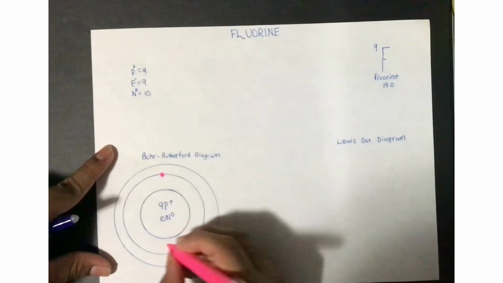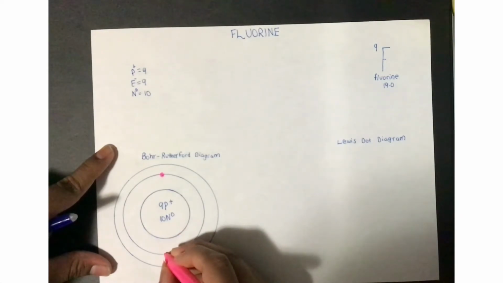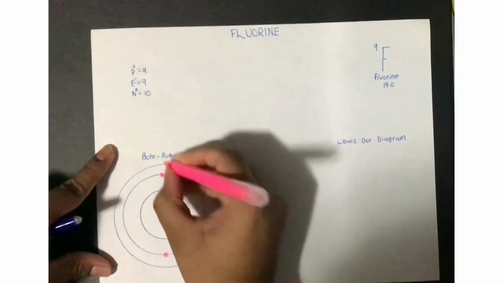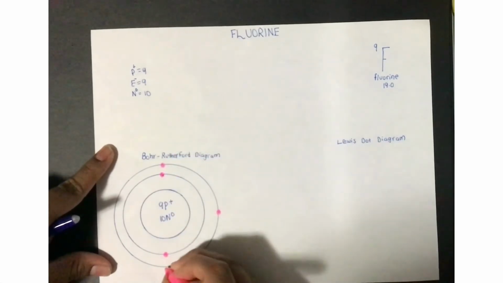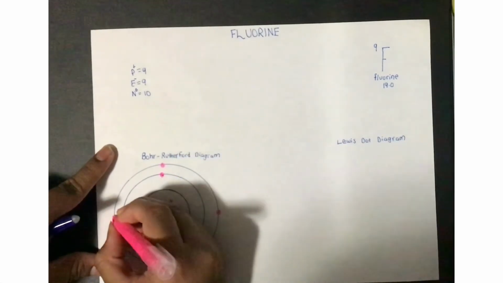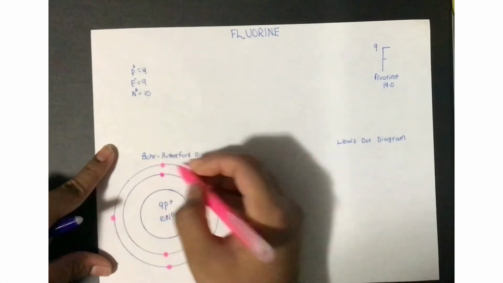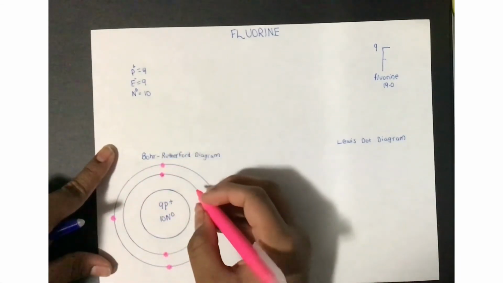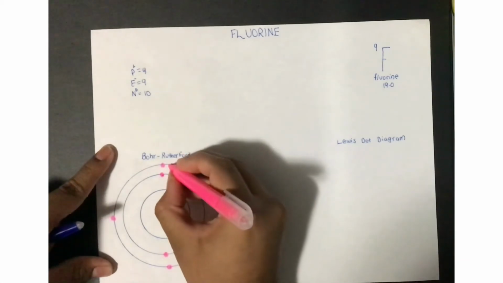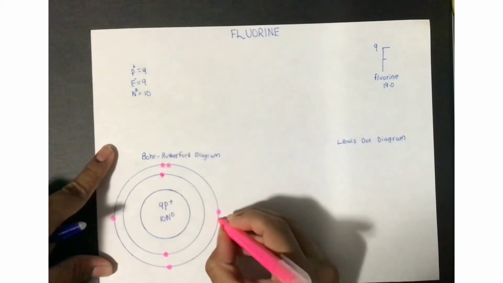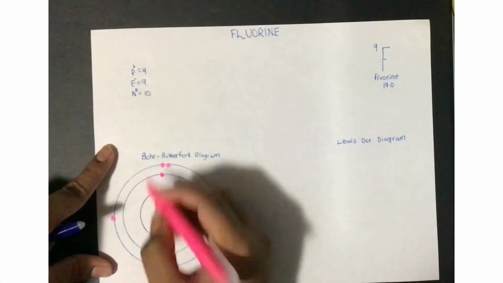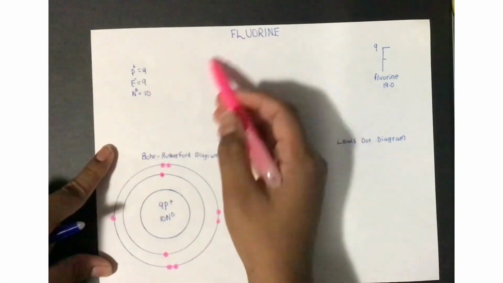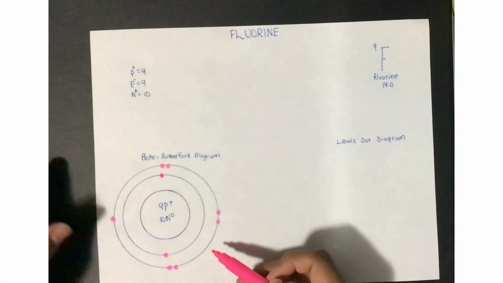So 1, 2, 3, 4, 5, 6. So now we have single electrons. We can now pair them. So we have 6 so far. 7, 8, 9. So there's only 9 because there's only 9 electrons for fluorine. So this is how your Bohr-Rutherford diagram should look.